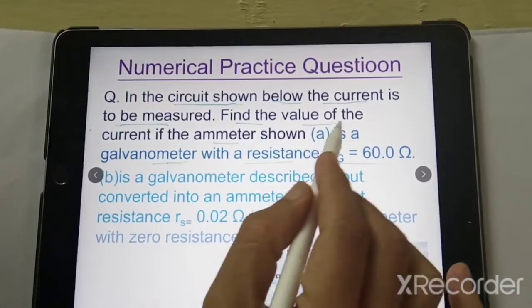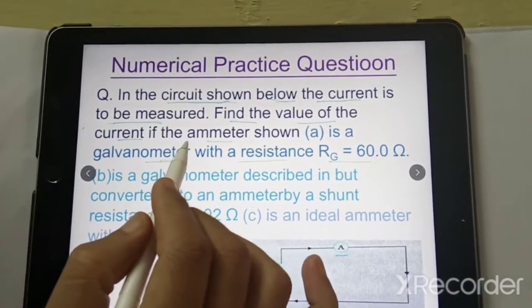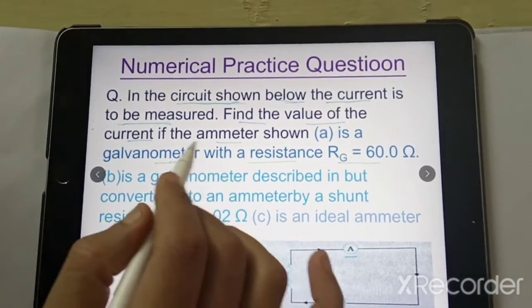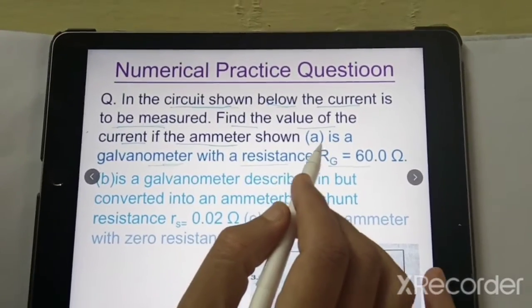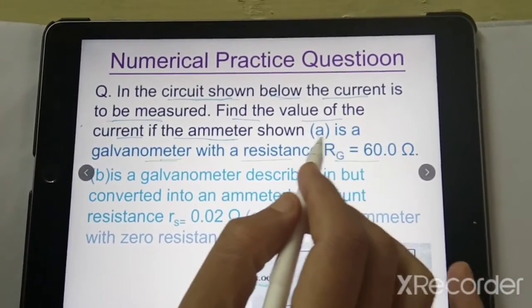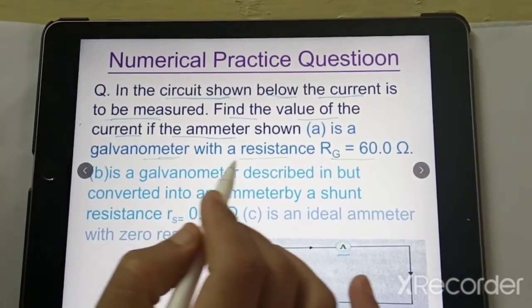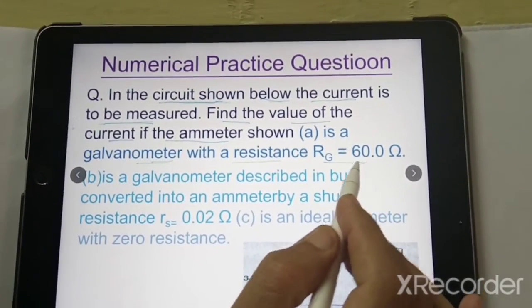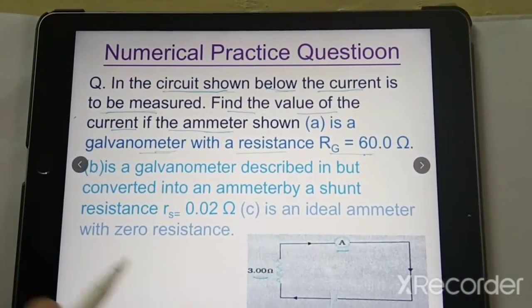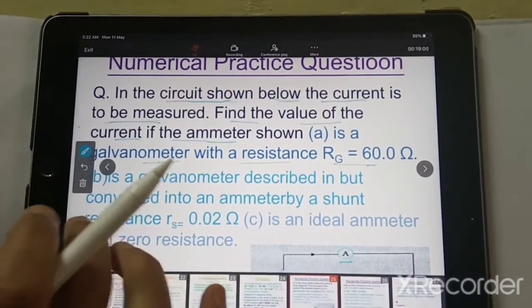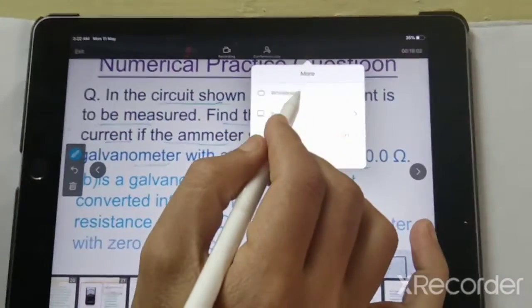Find the value of current. We have to find the value of current if the ammeter shown, in the first part, is a galvanometer with a resistance of 60 ohm. So we will find this solution on the whiteboard. So let us see that.